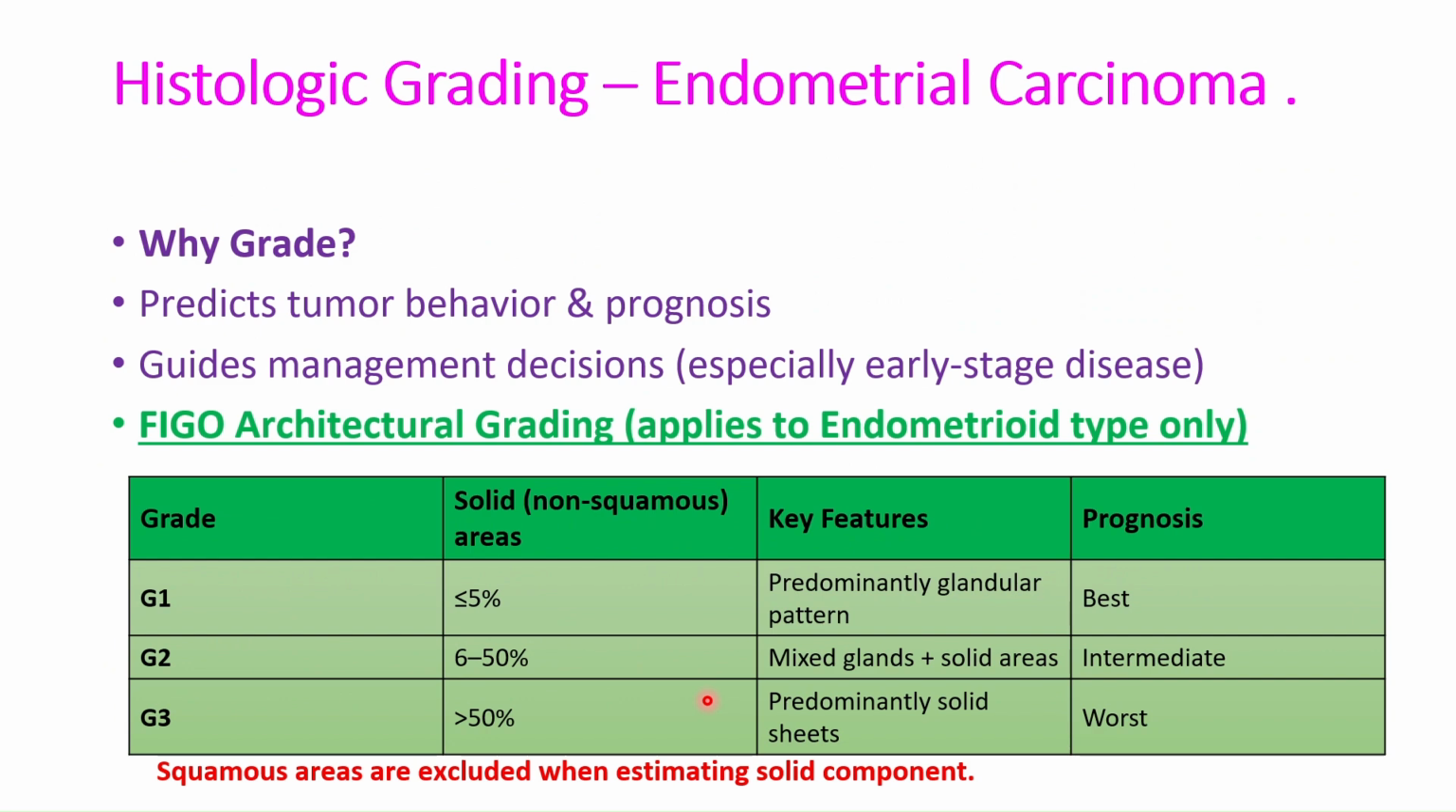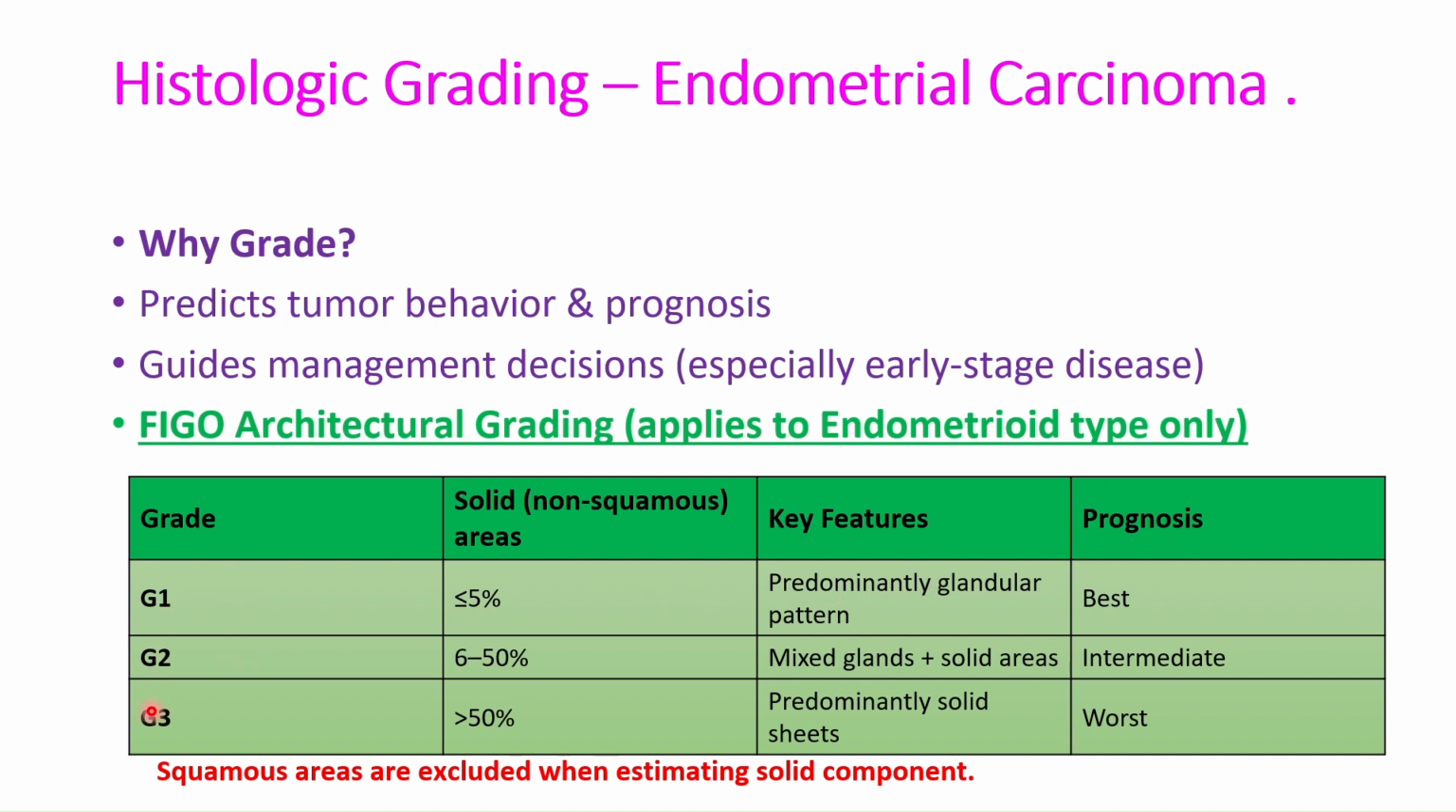Now let's see histologic grading for endometrial carcinoma. Why is grade important? Because grading predicts tumor behavior and prognosis, and it also guides management decisions, especially in early stage disease. So there are two types of grading according to FIGO. One is architectural grading, which applies to endometrioid type only. So it is not applying to serous carcinoma or clear cell carcinoma.